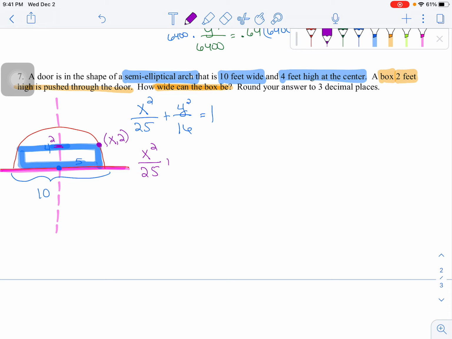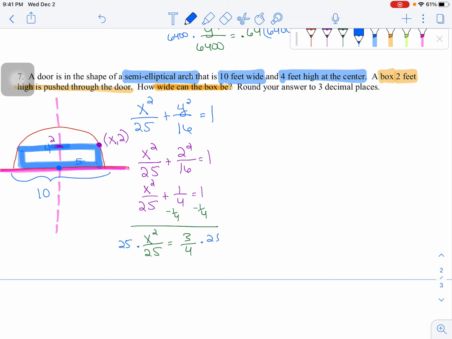So I know x comma 2. So it's going to be x squared over 25 plus 2 squared over 16 is equal to 1. So x squared over 25 plus, what would that be, 4 over 16, so 1/4. Doing a quick double check. I have a calculator sitting next to me and I keep using it. I would highly encourage you to do the same. All right. I'm going to subtract 1/4 from both sides. So x squared over 25 is equal to 3/4.